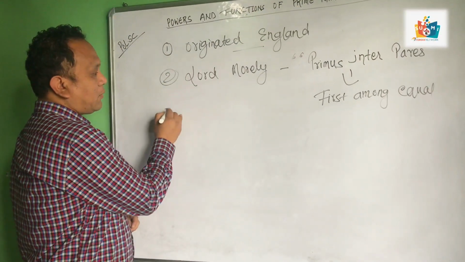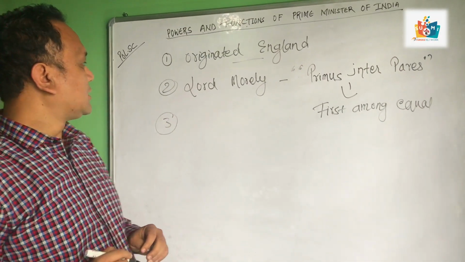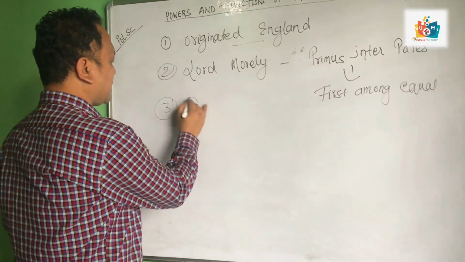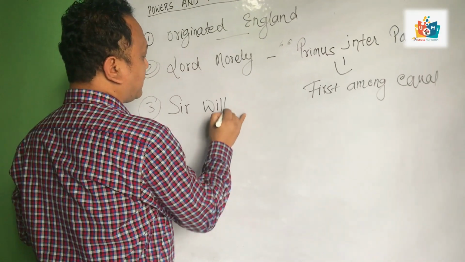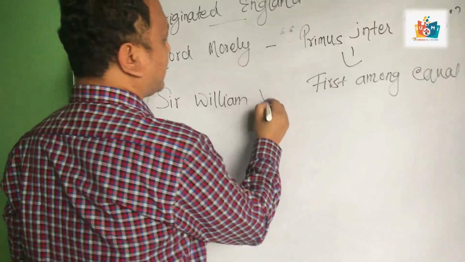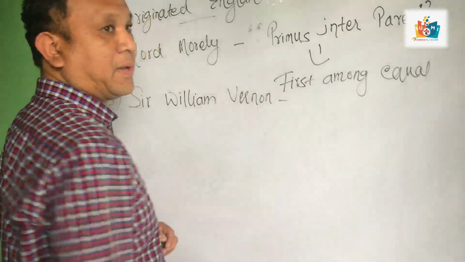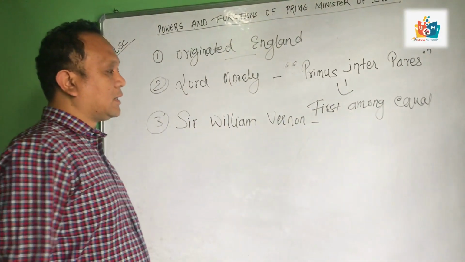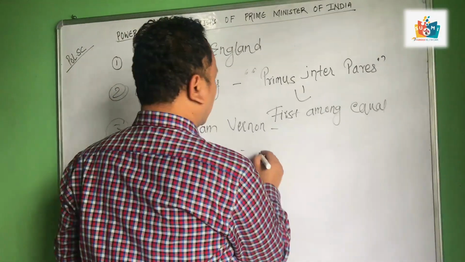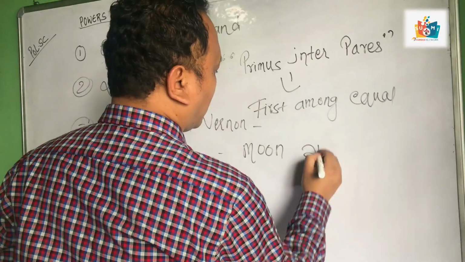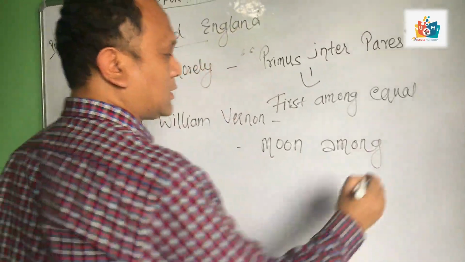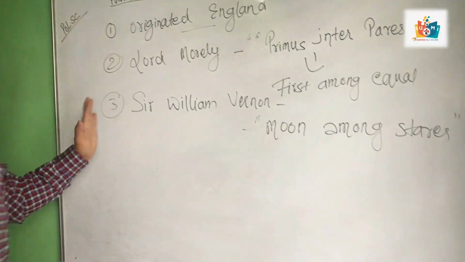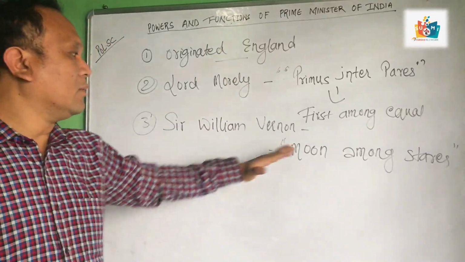Now number three. We are going to discuss the next statement of a renowned writer, and his name is Sir William Vernon. Please remember this name, Sir William Vernon. He was a writer, and he stated that the Prime Minister is the moon among stars. So here he compares the Prime Minister with the moon.